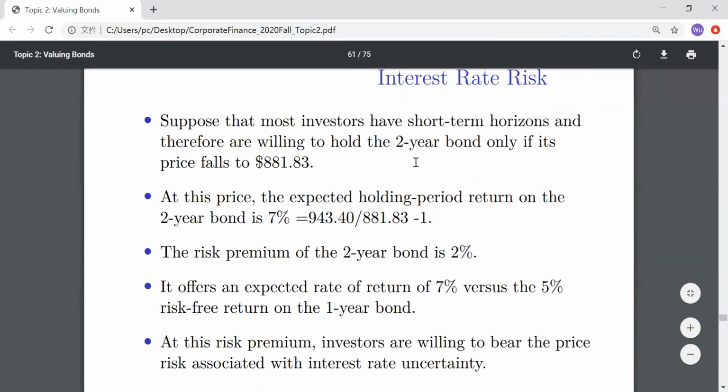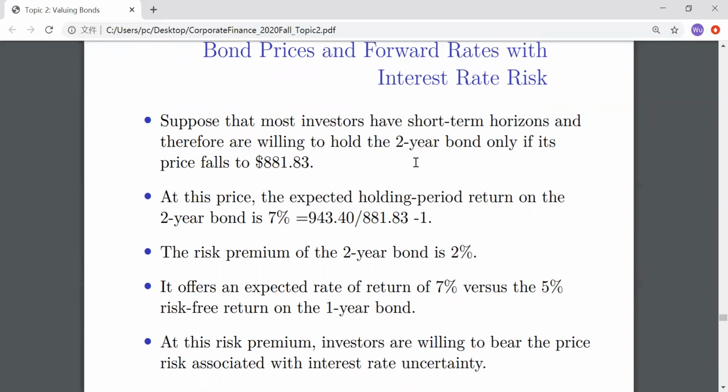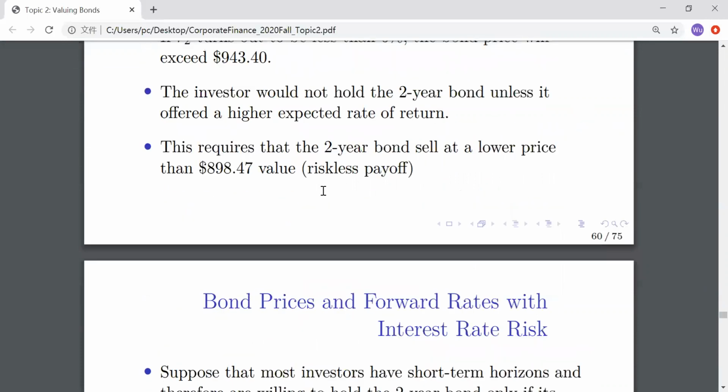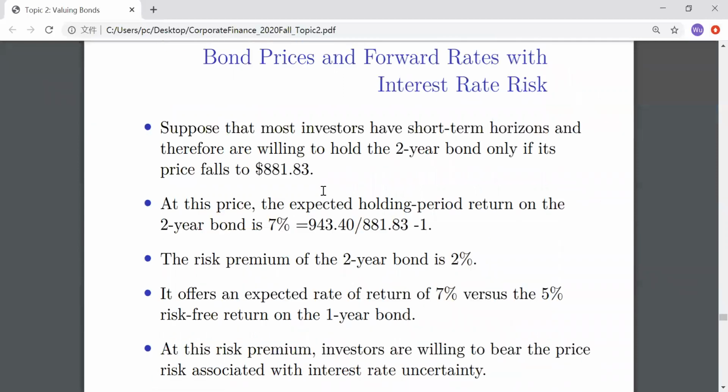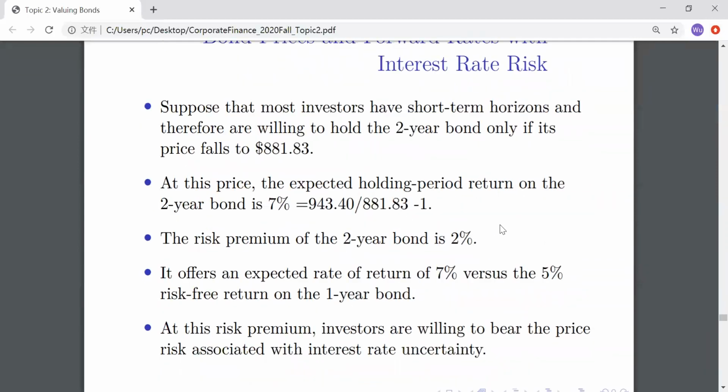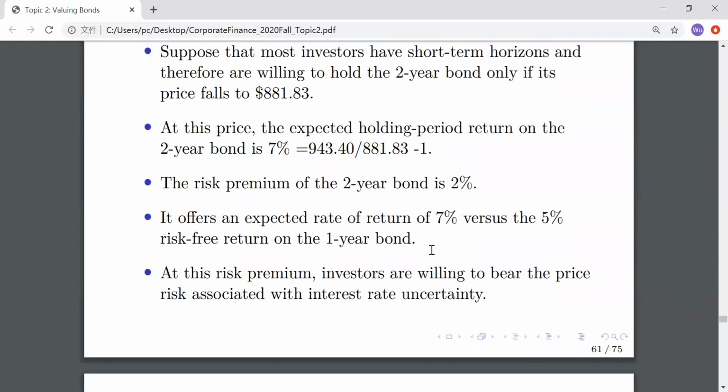Now, suppose that most investors are short-term oriented. Therefore, they are only willing to hold the 2-year bond when the price goes down to this number here. At this price, we can calculate the holding period return, which is 7%. The riskless return is 5% from the previous slide, so the risk premium here is 2%. This 2% is the compensation for investors to take the interest rate uncertainty into account. So this is the basic idea.